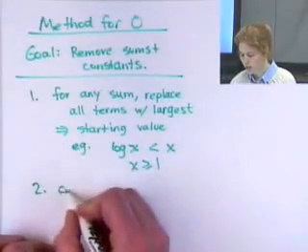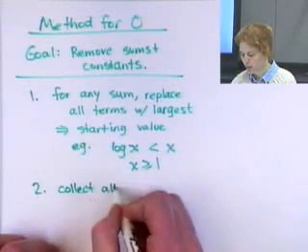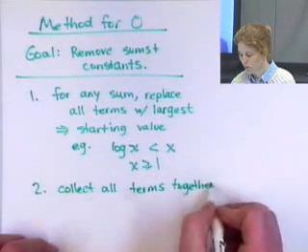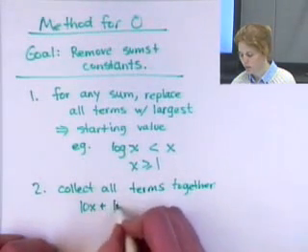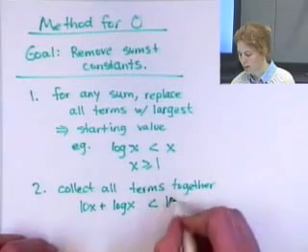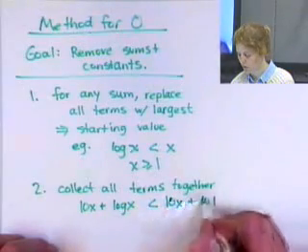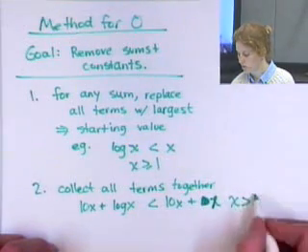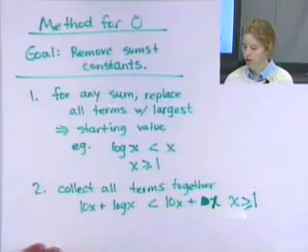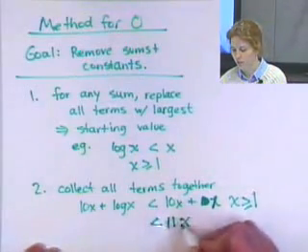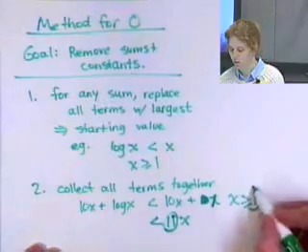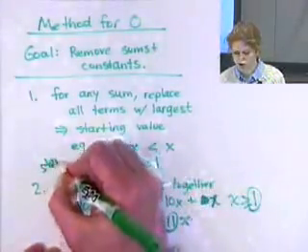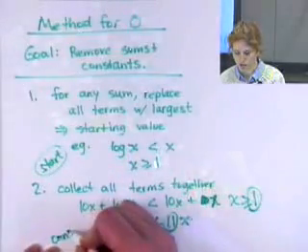So then I collect all the terms together. Like I had before, 10x plus log x, I would write that as 10x plus 10 log x, which is less than or equal to 10x plus 10x, and get x greater than or equal to 1 works for that. Collect them up, that's less than 11x. So I get my start value here, and this gives me my constant.